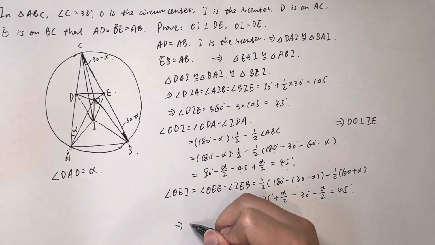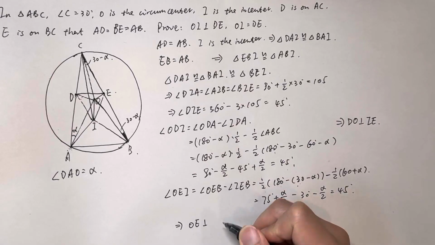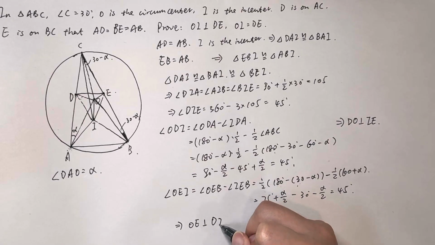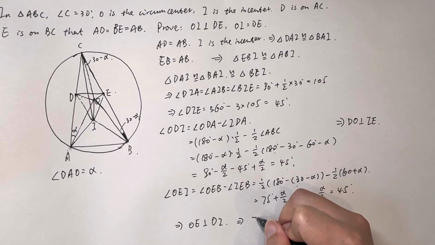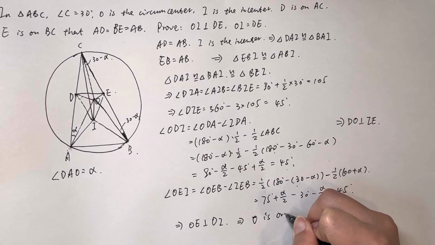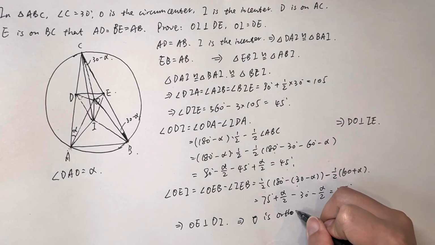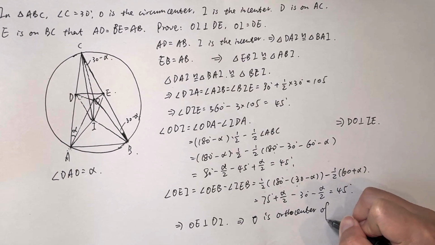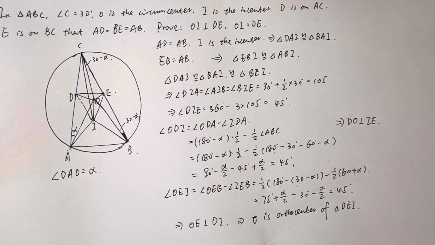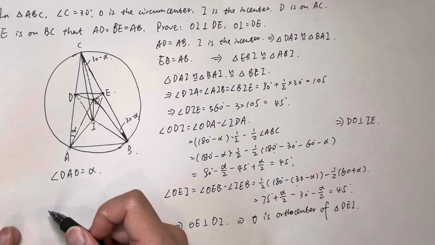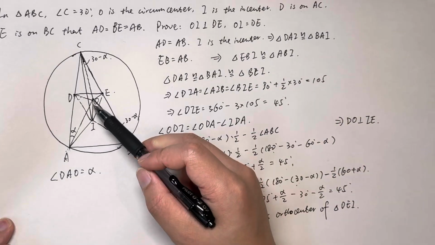That means OE is perpendicular to DI, right? Then we know that O is the orthocenter of triangle DEI. Right? O is the orthocenter of triangle DEI. Now we want to prove that OI equals DE.